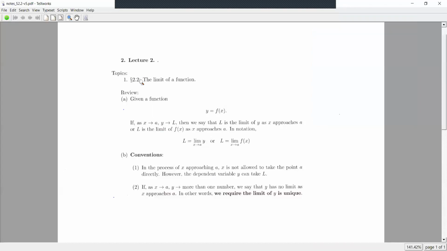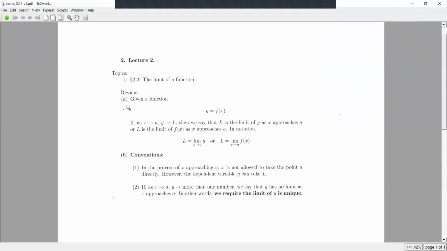Section 2.2 again. Today, I want to show you more examples about the limit of a function. Before I present the examples, let's take a review about what we learned in the last class.